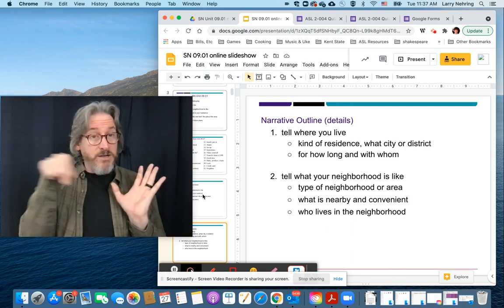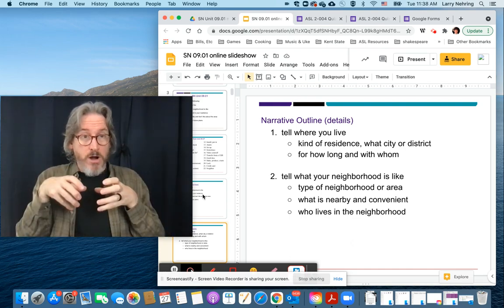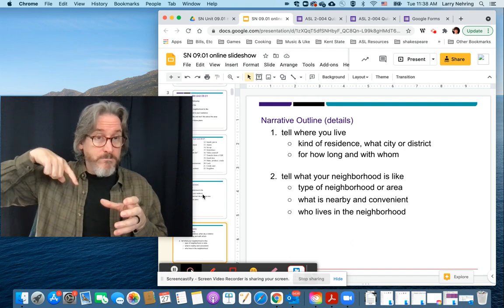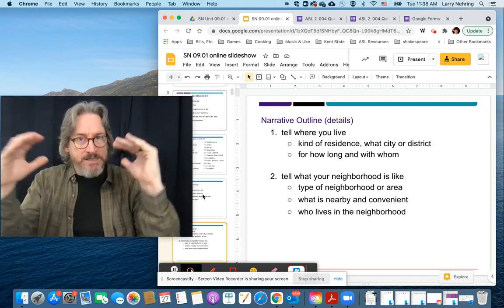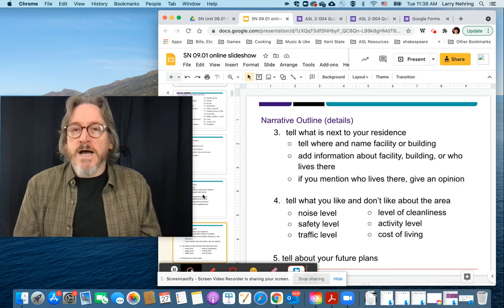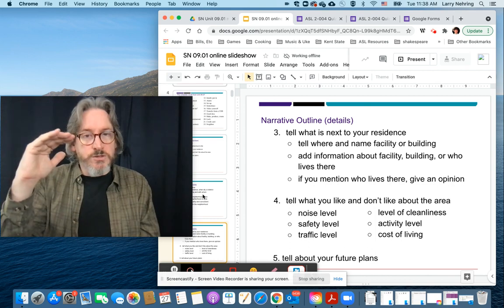What's nearby and convenient? We're going to talk about the things that are right around where your house is, where your residence is. And then the people who live in the area. Okay. So those are all the headings that we're going to be going through, or that the book goes through. Okay, so those are the first two. There's 3, 4, and 5.